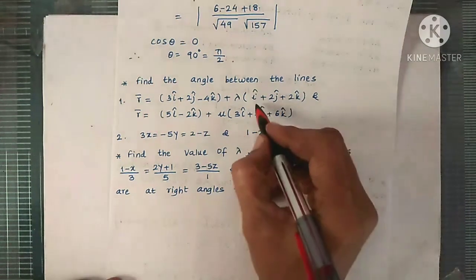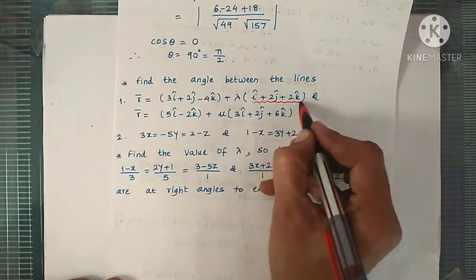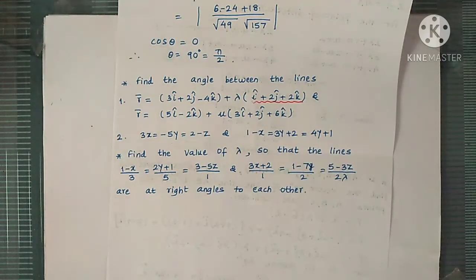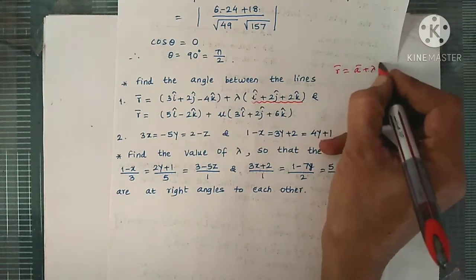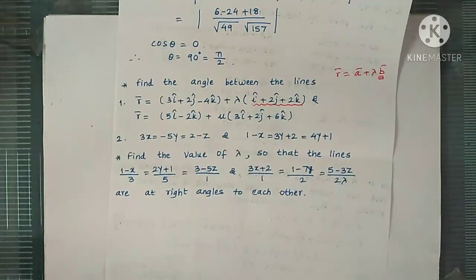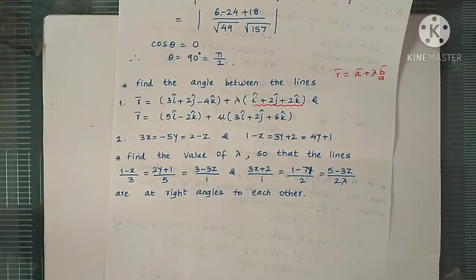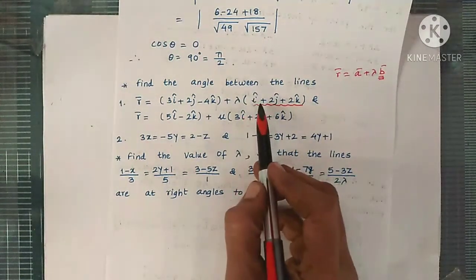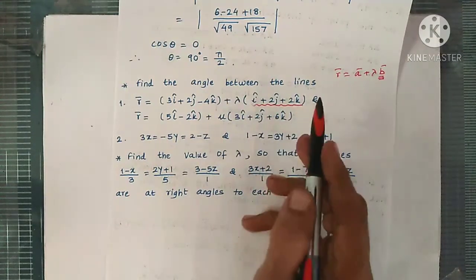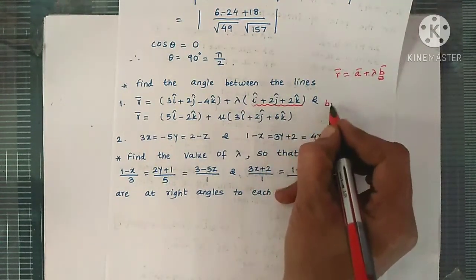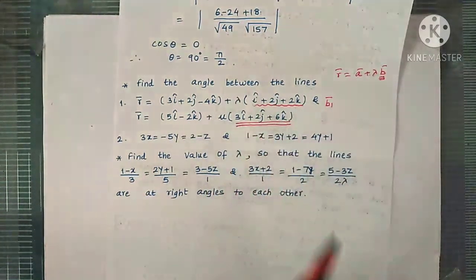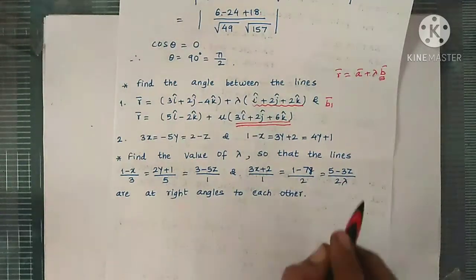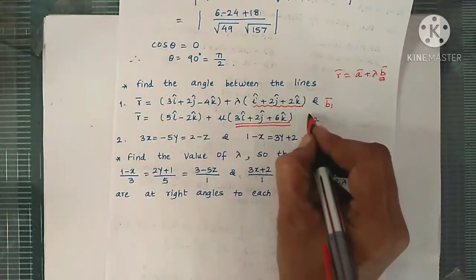Here the direction ratios, that means the vector which is parallel to the given line, as the equation of the line is given in the form r bar equals a bar plus lambda b bar. So b bar is the vector which is parallel to the line. Here we have lambda and then i cap plus 2j cap plus 2k cap. So this is our b1 bar, and b2 bar is these three terms, 3i cap plus 2j cap plus 6k cap.